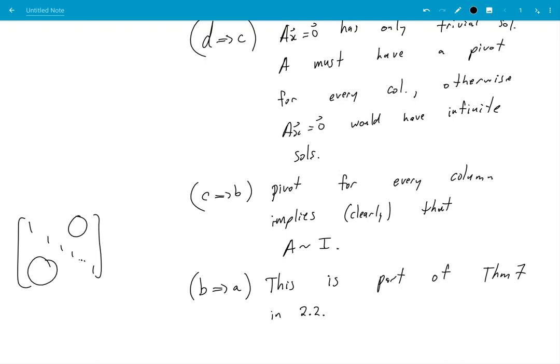Okay, so the other equivalencies can be proven similarly. So it's all done in the book if you want to have a look. But I think I will leave it there for now.